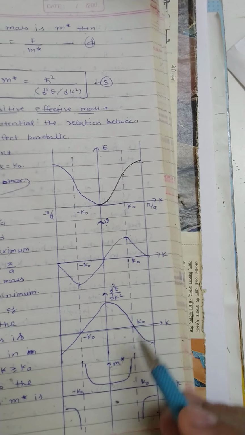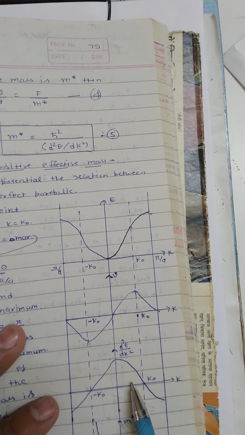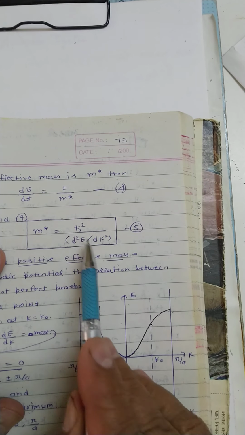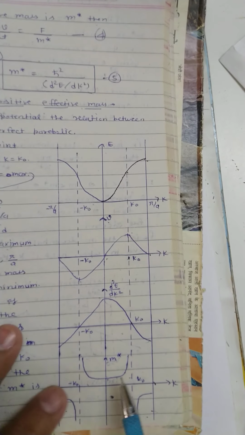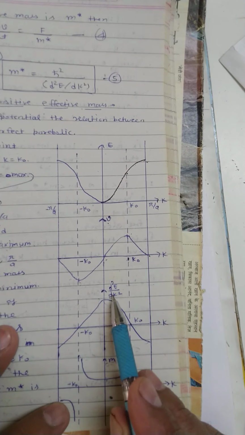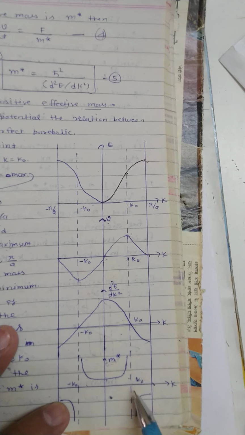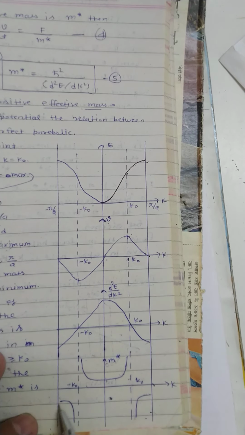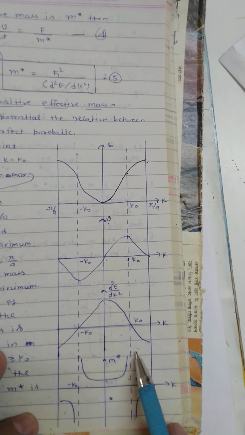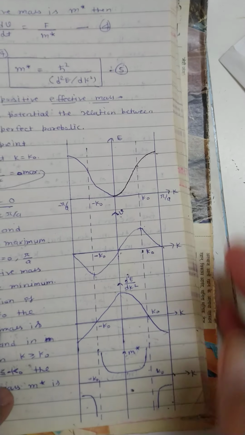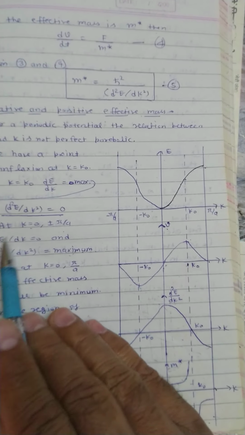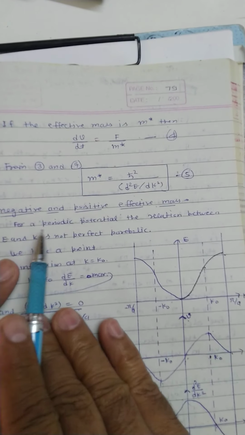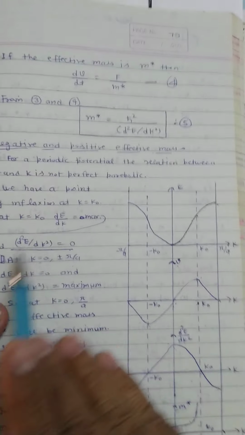And if I see, the double derivative of E is positive in this region and negative afterwards, so mass will be positive in the first 0 to k0 value, then it will become negative. This is what I plotted for the mass. Wherever d square E by dk square becomes 0, mass goes to infinity. Here negative infinity, here positive infinity. This is the variation of effective mass with respect to k in an energy band. See, this is negative and positive effective mass.